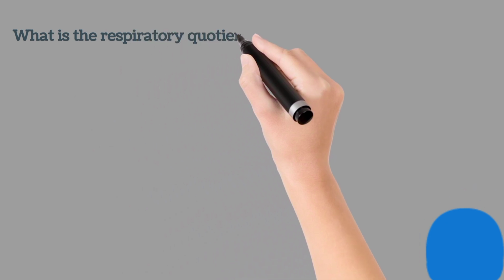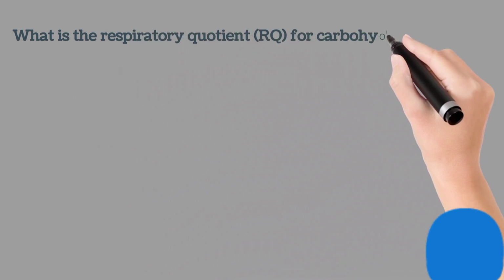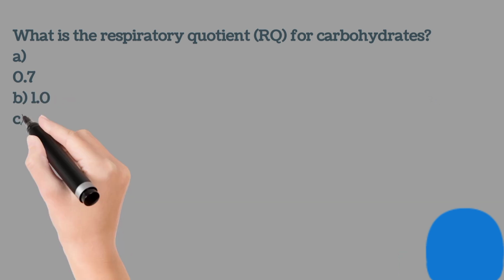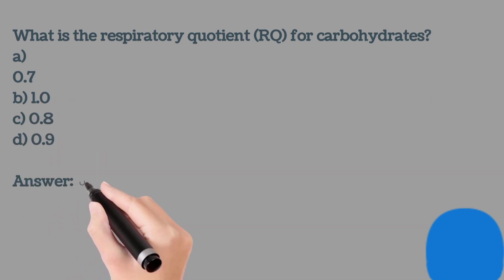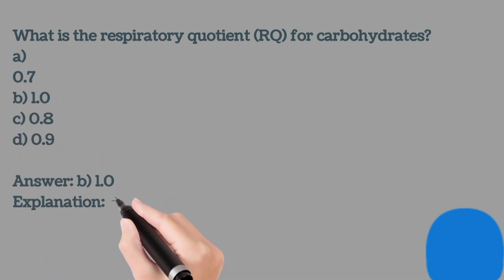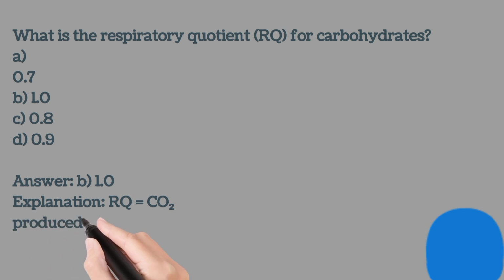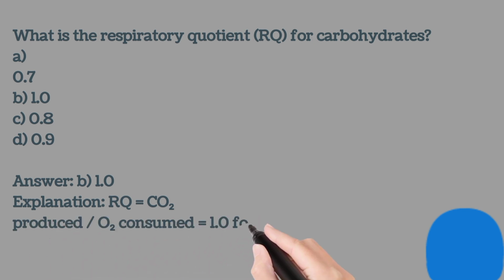What is the respiratory quotient of carbohydrate? 0.7, 1.0, 1.8, 1.9. 1.0. This is the formula.